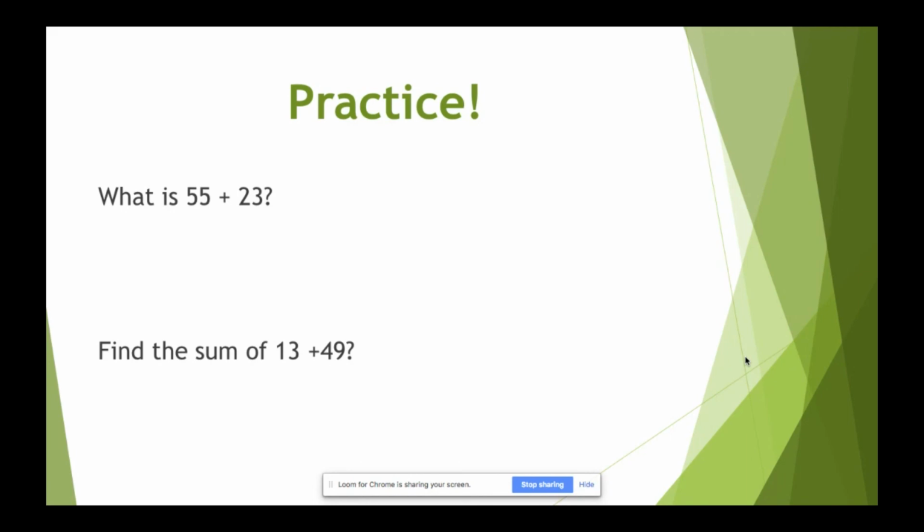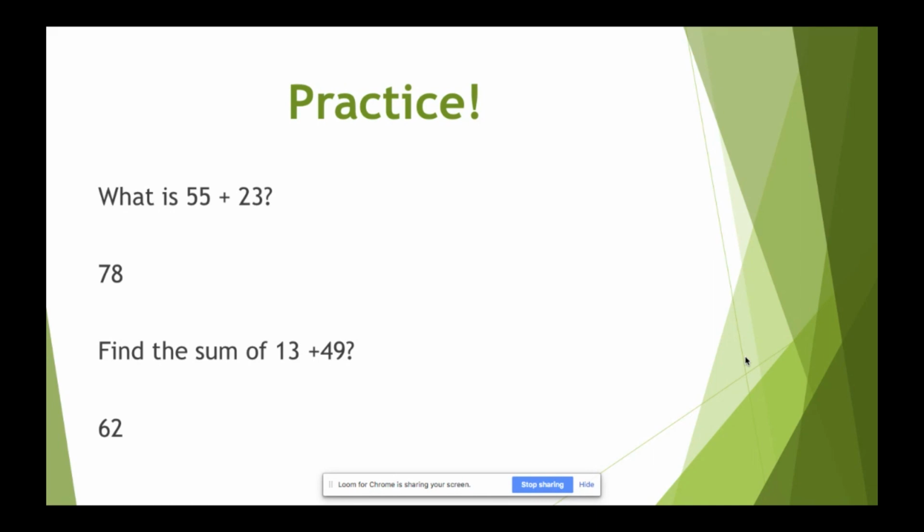Now we will go over them. 55 plus 23 is 78. Thumbs up if your group got it right. Okay, someone with their thumb up explain how you got your answer. Did anyone else get the same answer but used a different way?